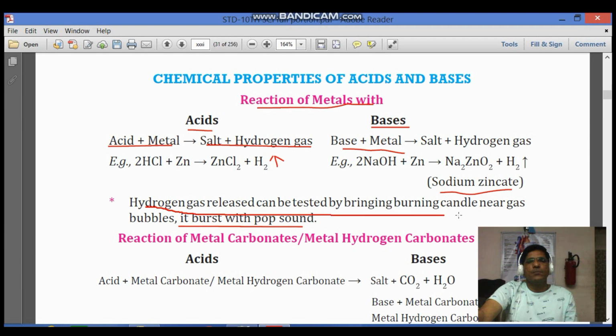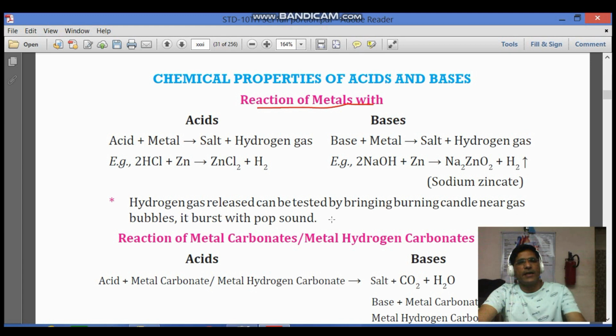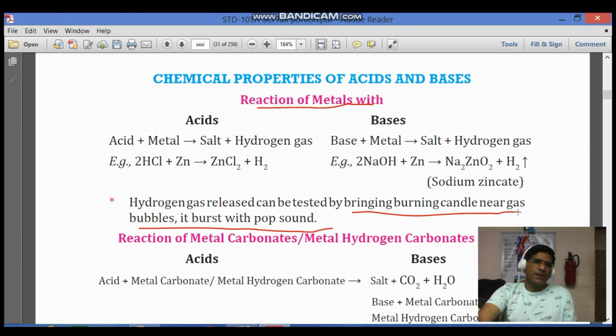So it is the most important characteristic that shows the presence of hydrogen gas. When hydrogen gas is present, a popping sound is there. So if we bring a burning candle or matchstick near the gas bubbles, it will burst with a popping sound. A simple example: the reaction of a metal with acid or base liberates hydrogen gas with a popping sound, and gives an acidic salt and a basic salt.